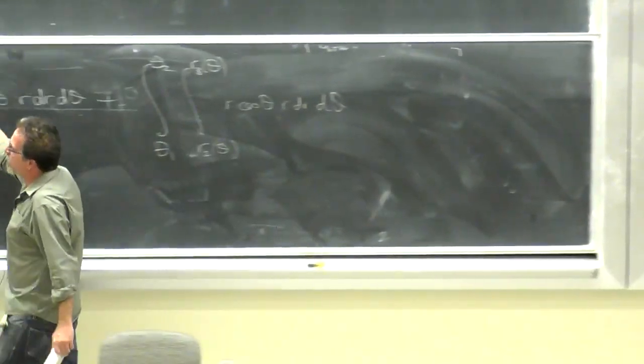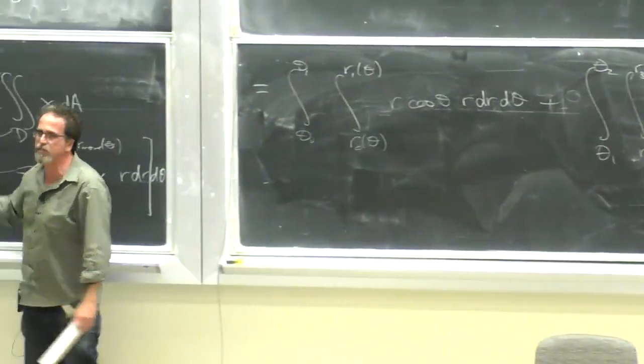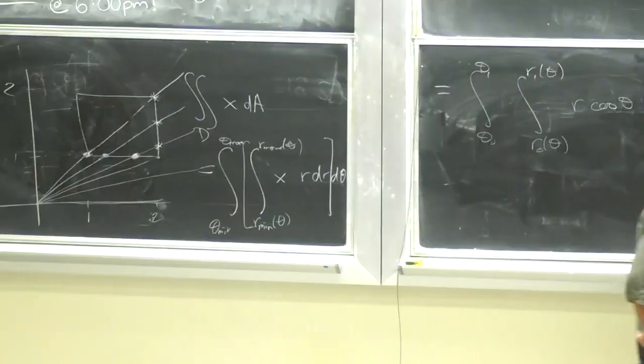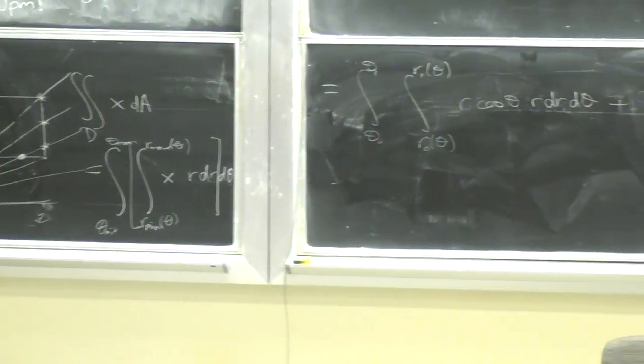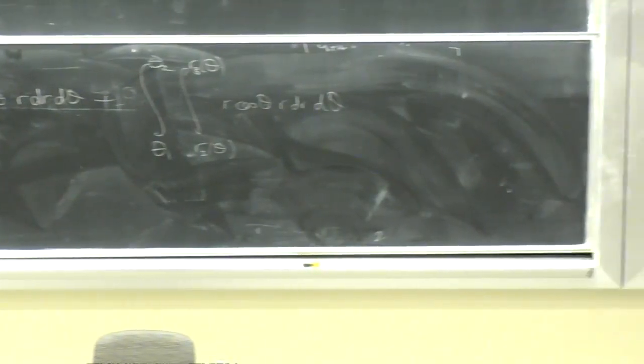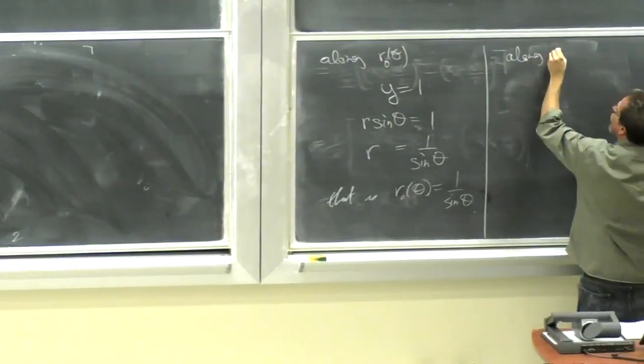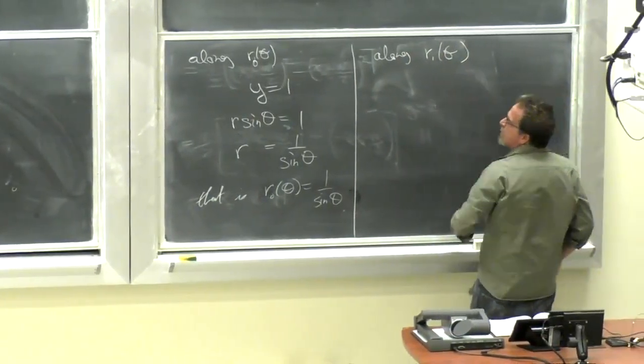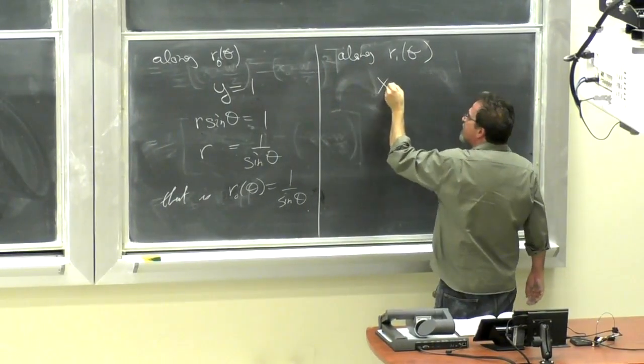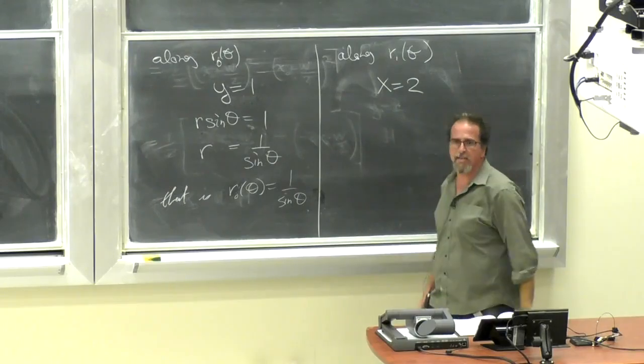Now, r1 of theta is where those asterisks are. That is x equals 2. That vertical line is x equals 2, yes?